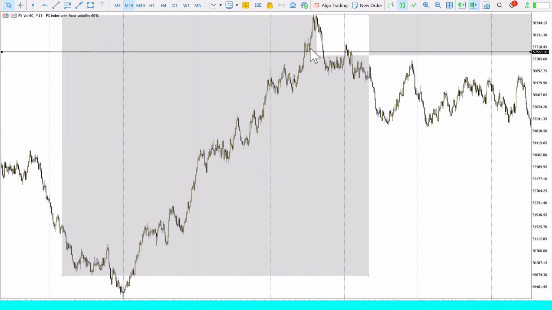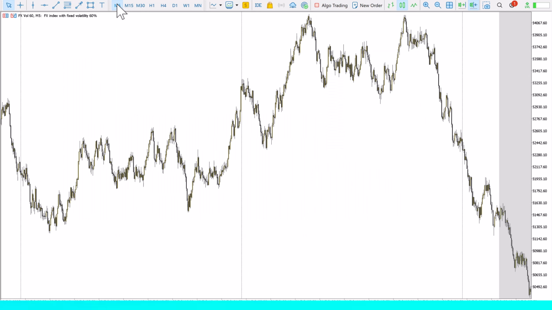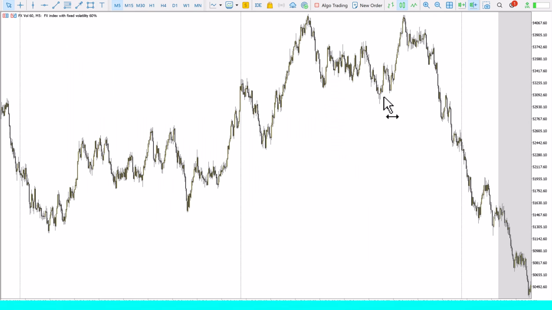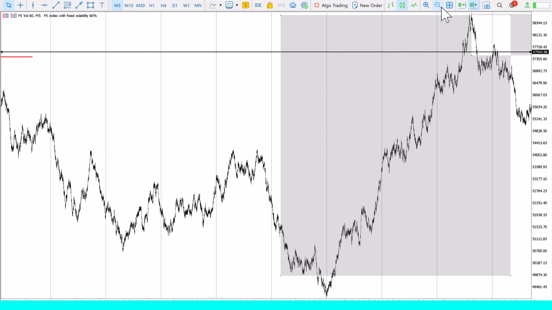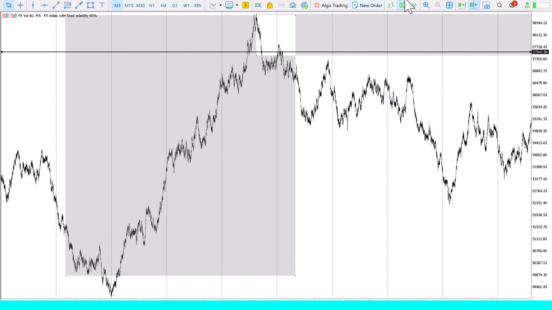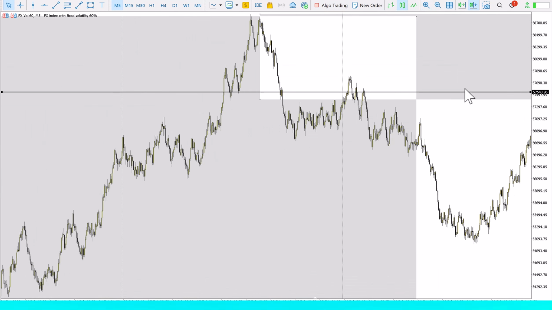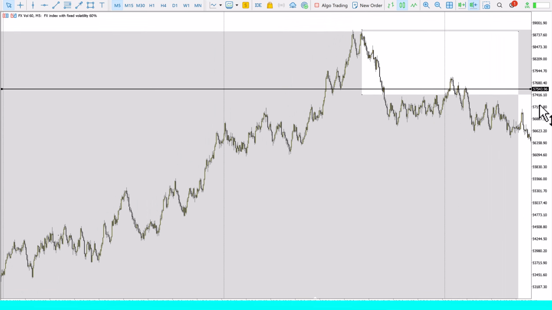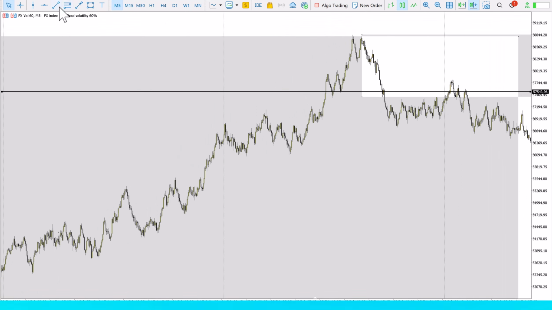As soon as price hugs this line, you go to the M5, and when you go to the M5, what are you looking for? You are looking for a trend line that breaks that particular order block. So in this case, if you zoom in here, you are looking for an upward trend line that is taken out before a move can be established.